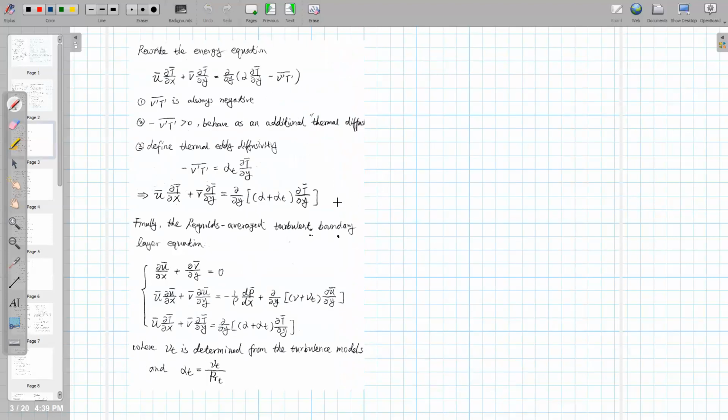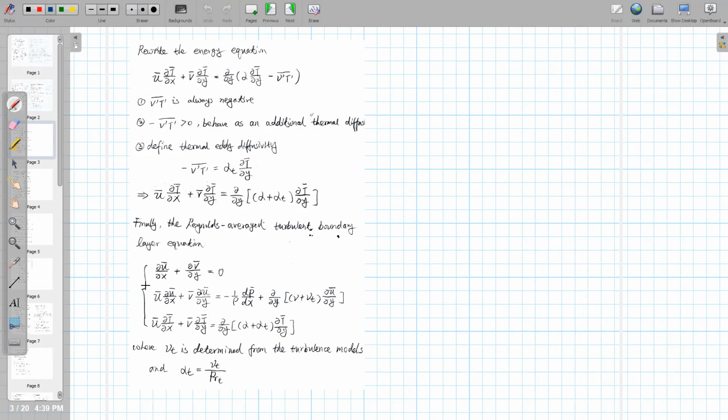Similarly for alpha t, we can also think that this V prime T prime is always a negative value, so this can be an additional thermal diffusivity. That's why we define this alpha t here, and the equation will be written in this way.